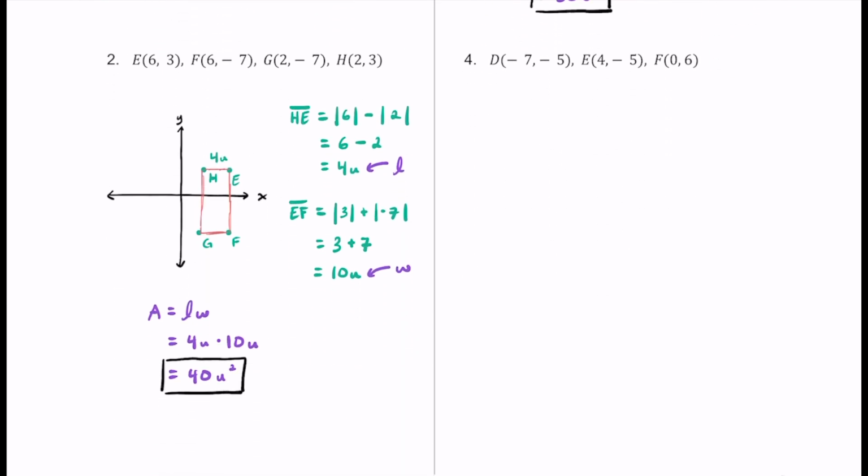For number 4, we have 3 points again here, so let's go ahead and just create our 3 dots that we're going to move around to plot these points. In this case, we're going to have point D, and then point E, and then point F. Here we have a rough sketch of our coordinate plane, and then to plot point D, we're going to move 7 units to the left and then 5 units down, maybe somewhere over here. For E, we're going to start at the origin, move 4 units to the right and then 5 units down.